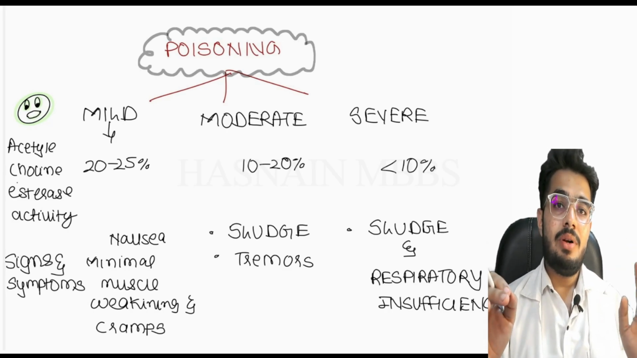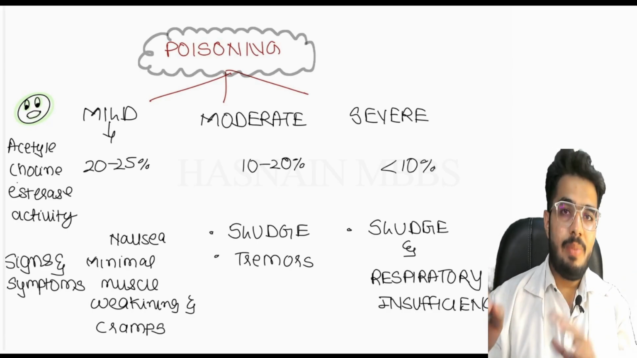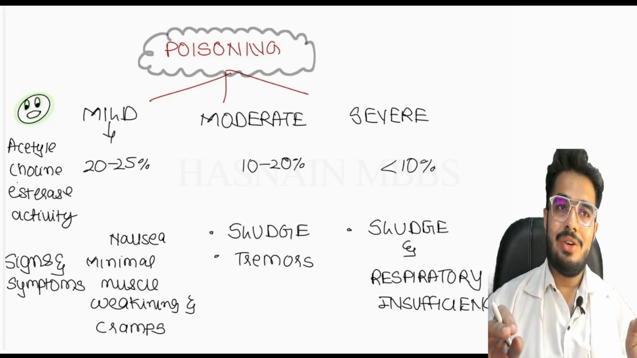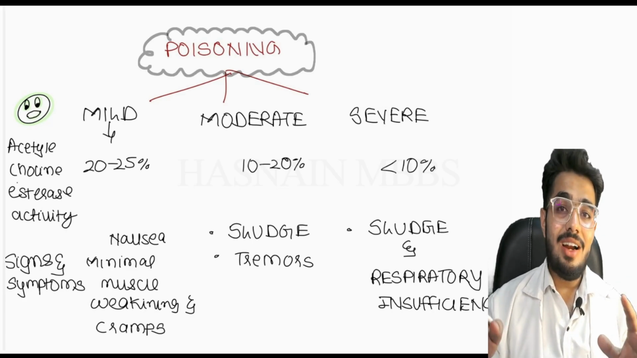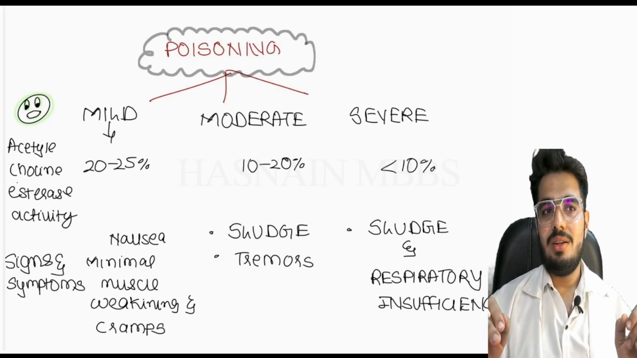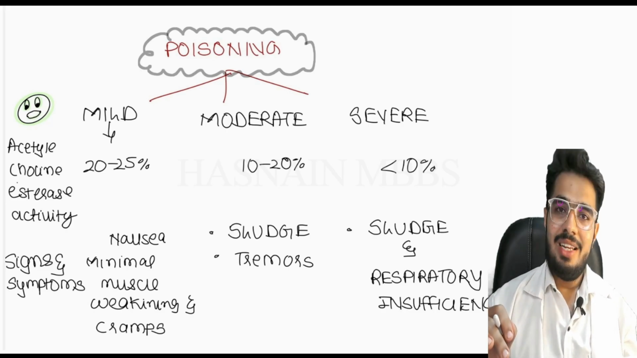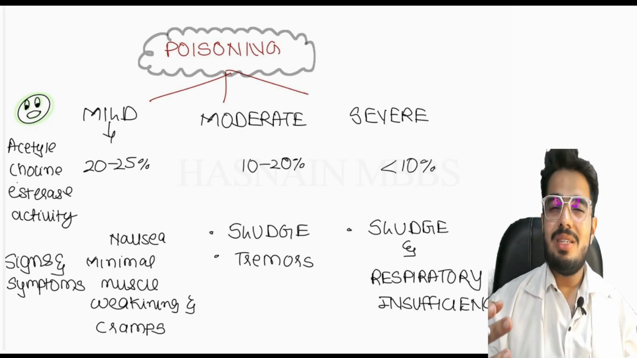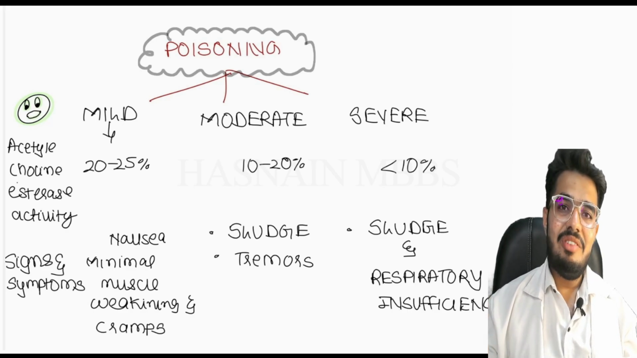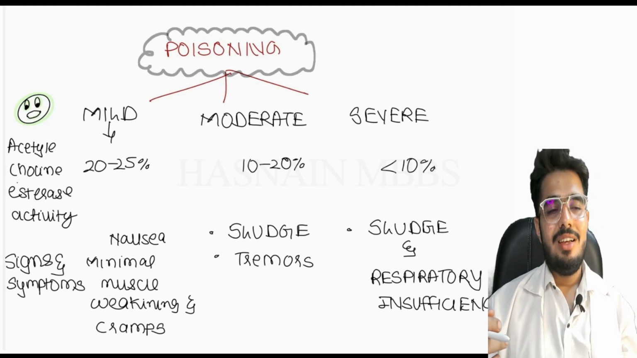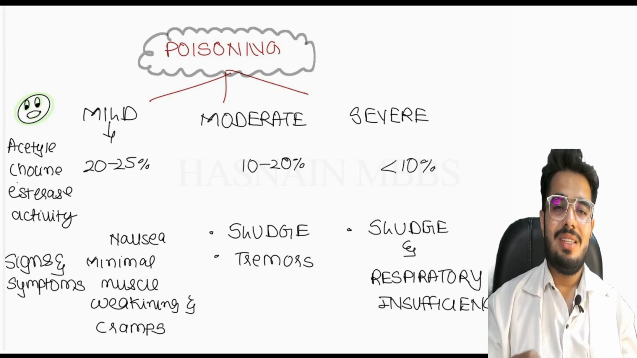If 20 to 25% of the acetylcholine esterase enzyme is spared, it is called mild. If only 10 to 20% is left, that is called moderate, and if less than 10% is available, that is called severe. The signs and symptoms in mild, moderate and severe poisoning are: in mild there will be nausea, minimal muscle weakening and cramps. In moderate there will be sludge and tremors, and in severe cases there will be sludge as well as respiratory insufficiency. Clinically we can't classify them this way, but for our understanding this is how we have classified.